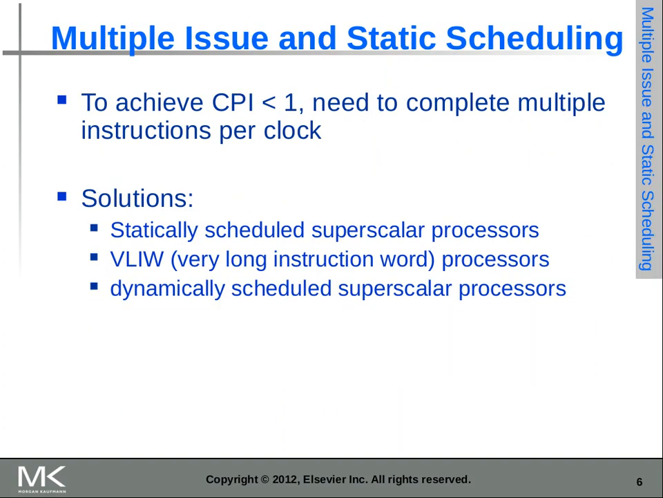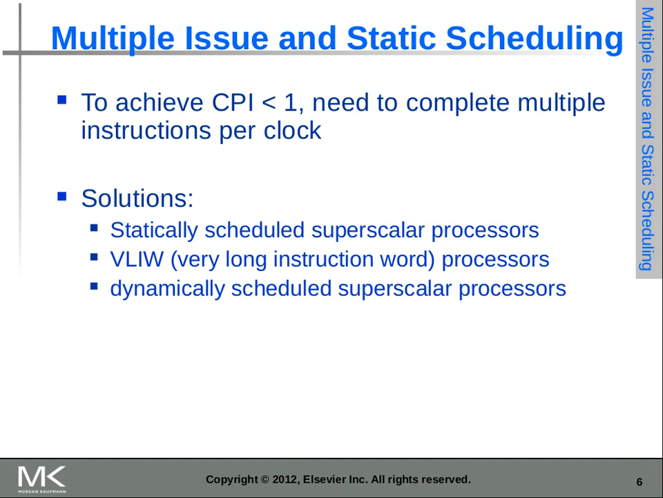Multiple issue and static scheduling. So to achieve a cycle per instruction of less than 1, you're going to have to be able to execute more than 1 instruction at the same time. So with statically scheduled superscalar processors, you statically tell the processor what instructions can be in the execute stage in this functional unit over there, this functional unit over there. That gets very messy very quickly.